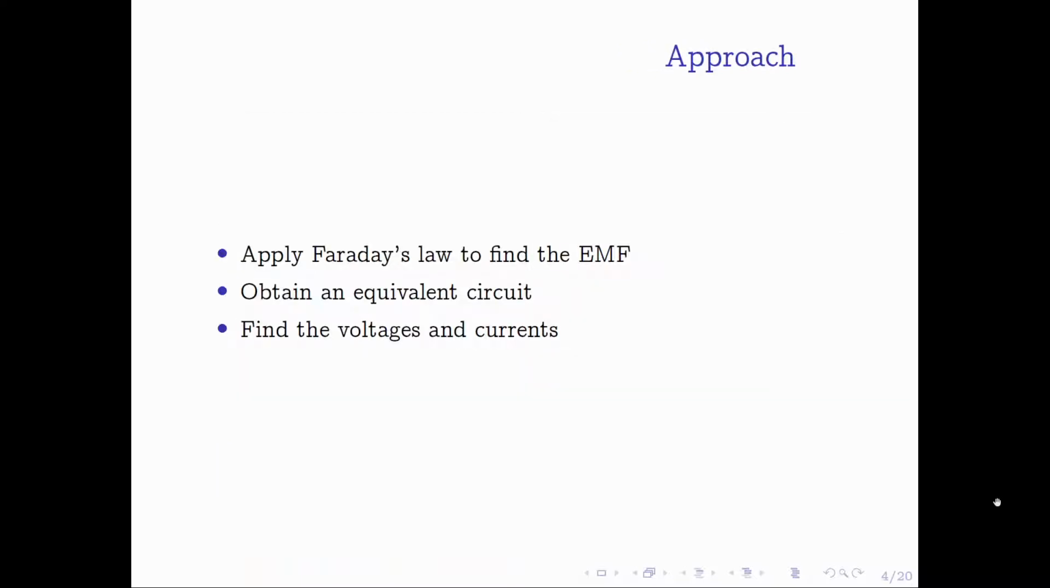The approach that I'm going to take here will go as follows. First of all, I will apply Faraday's law in order to find the electromotive force, EMF. Next, I'm going to obtain an equivalent circuit. This equivalent circuit will allow me to apply Kirchhoff's laws. According to that, I will be able to find the voltages and currents inside the loop.